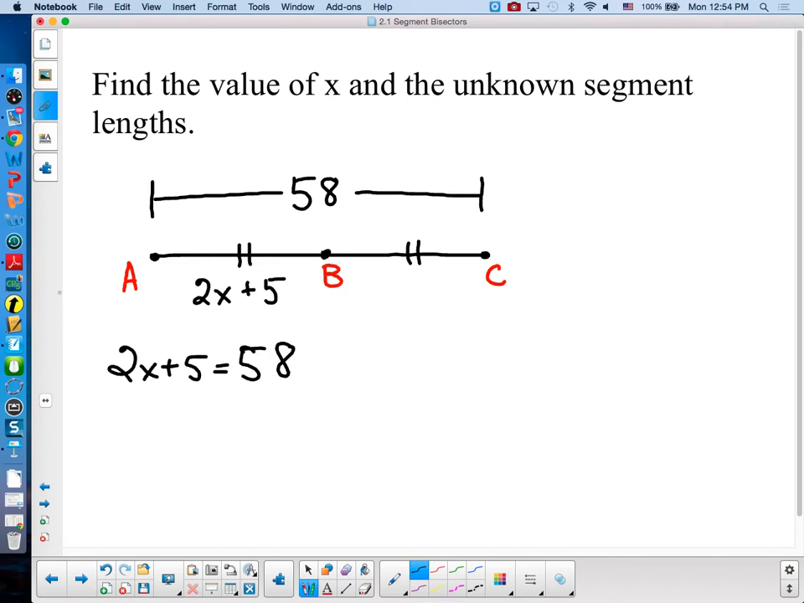If you set it up that way, that's not right, because what segment is 2x plus 5? That's segment AB. And the 58 is segment AC. Is AB the same length as AC? No. So that wasn't the right way to set it up.